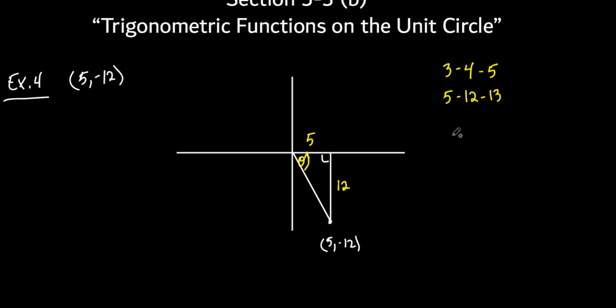So we'll just go like this. 5 squared plus 12 squared equals what? c squared, we'll call it. That's 25. That's 144. That's 169. Take the square root. The square root of 169 is 13. So it is 5, 12, 13.